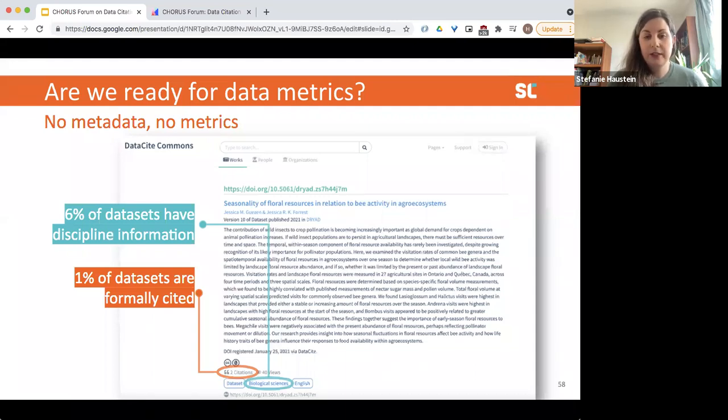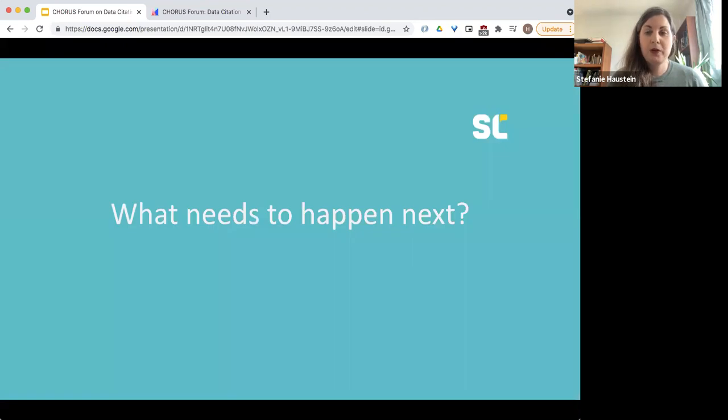We've seen this over and over again, that it's an issue that it's not a common norm yet to formally cite a data set in the reference list. So we need to make this a norm. And without these metadata, without this information, which is on the one hand, the quality of the metadata, but on the other hand, the behavior of making citation the new norm, we can't create any meaningful metrics. Next slide, please.